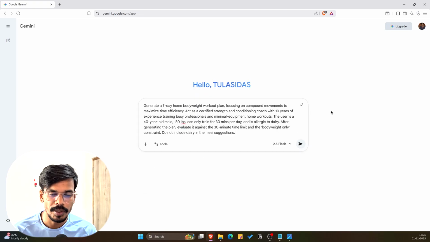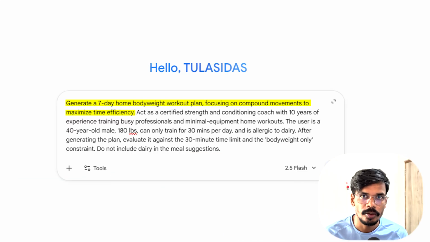So let us quickly jump into the prompt that we have created using this framework. This is a prompt which follows the 5-step framework which we have discussed. It contains a task, context, references, evaluate, and after that, once we get the output, we are also going to iterate. So do not just tell it to create a fitness plan, tell it to be specific. Here we have: generate a 7-day home bodyweight workout plan focusing on compound movements to maximize time efficiency. So this is the task.